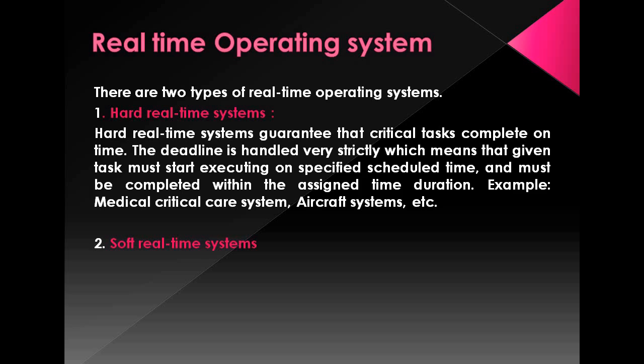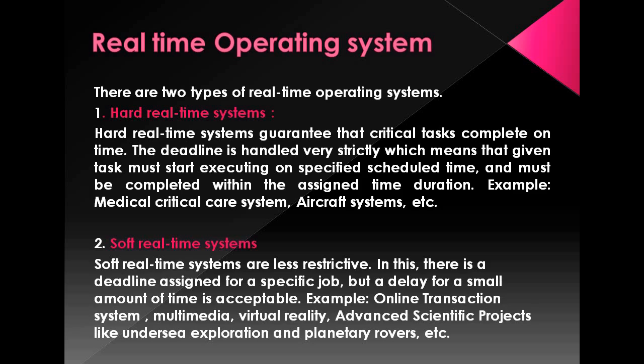The second type of real-time operating system is soft real-time systems. Soft real-time systems are less restrictive. In this, there is a deadline assigned for a specific job, but a delay for a small amount of time is acceptable. For example, online transaction systems, multimedia, virtual reality, and advanced scientific projects like undersea exploration and planetary rovers.